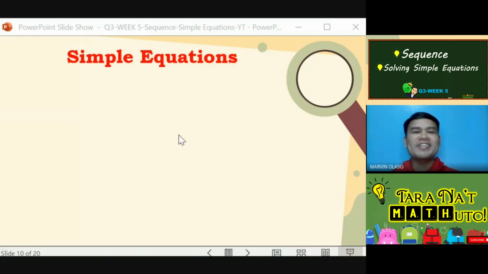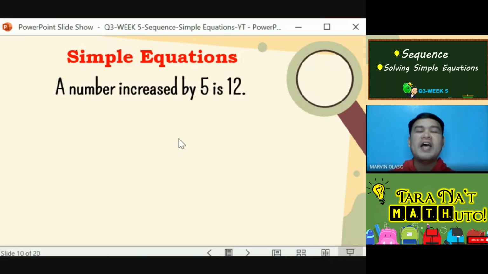Ayan, let's try this one. A number increased by 5 is 12. So let's create now an equation. Gamitin natin yung variable na n para hindi na tayo masyadong lalayo pa, kasi we are talking of a number, hinahanap natin yung n. Pero sabi ko nga kanina, any letter po ay pwede natin gamitin as variable, pwedeng A to Z, no? So, for the meantime, gamitin natin yung n. Pag sinabi natin increased, it means plus. So, increased by 5, we have n plus 5 equals 12.